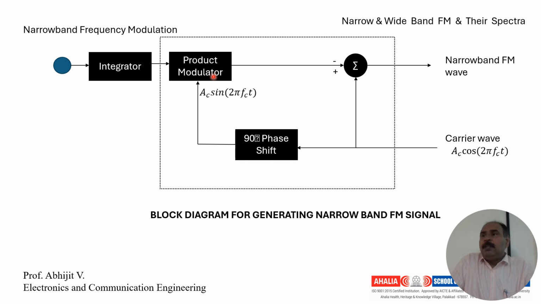So questions can be like this: with the help of a neat block diagram, explain how narrowband FM signals are generated. In that case, you can use this block diagram. You have an integrator, product modulator, and summer. The output you get is a narrowband FM wave.